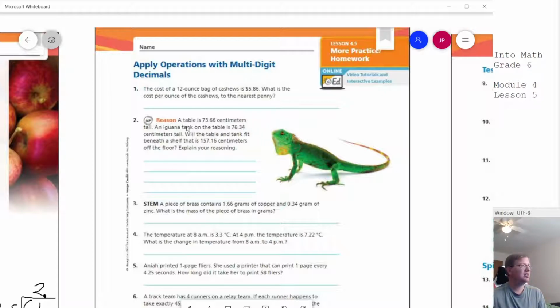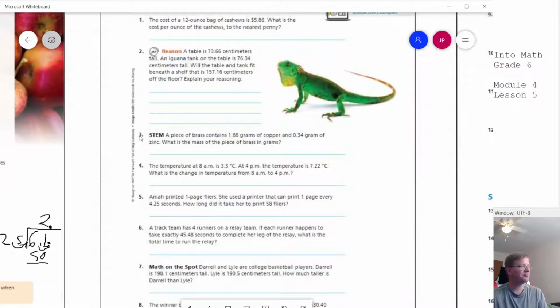For this one, we are going to figure out if the table and tank will fit, if we have to stack these two things together. So we are going to add these two numbers, and then our second step, we are going to compare to 157 and 1600. So we would need to add these two numbers and subtract from 157.16.